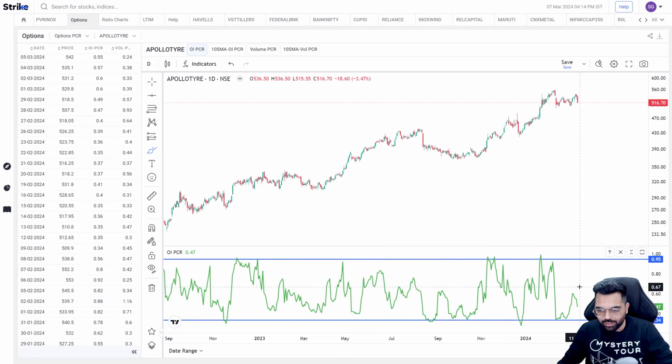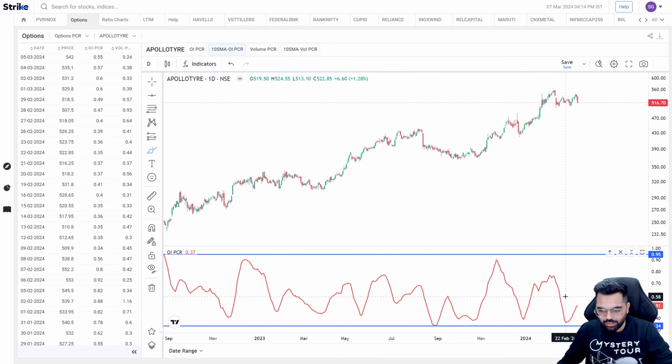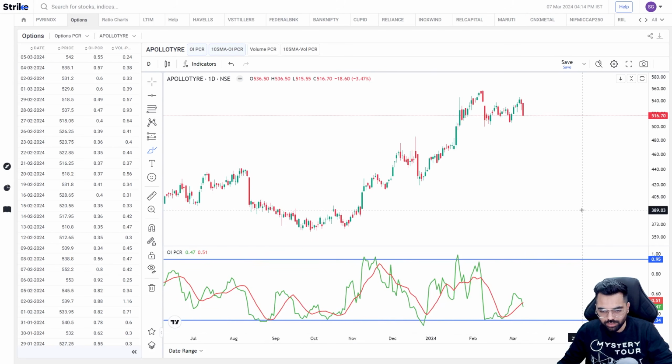But if we look at it on the average basis, then also we have reached the lower end and picked up with this bounce. From there on, it has not yet done much. It's yet to be seen how the behavior will be from here on.